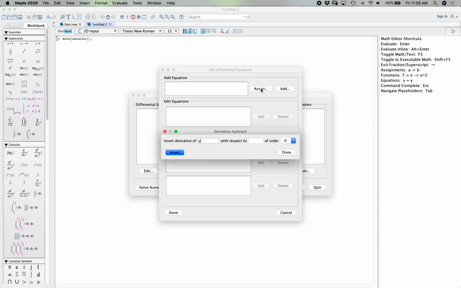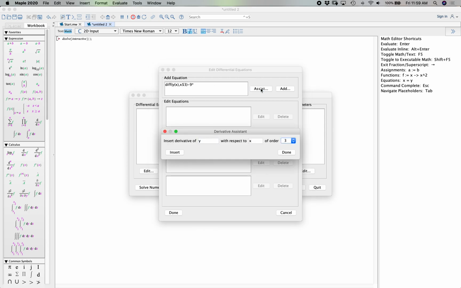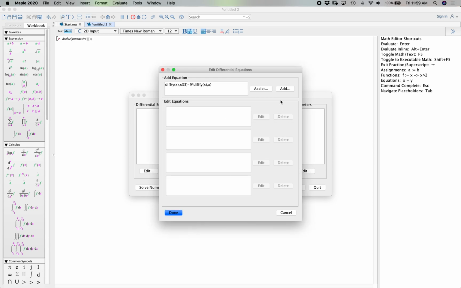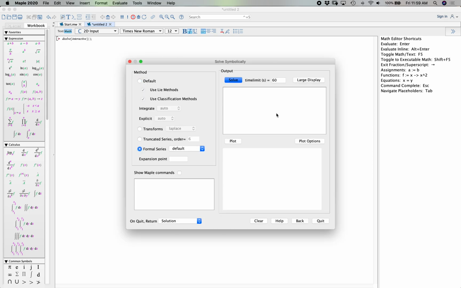again I have y with respect to x of third order, insert, done, minus 9 times y with respect to x of first degree, insert, done, and we have equal to 0. So this is the equation we're looking at. Click on Done. Solve symbolically, utilizing formal series and solving. So this is the display that we have at the moment.